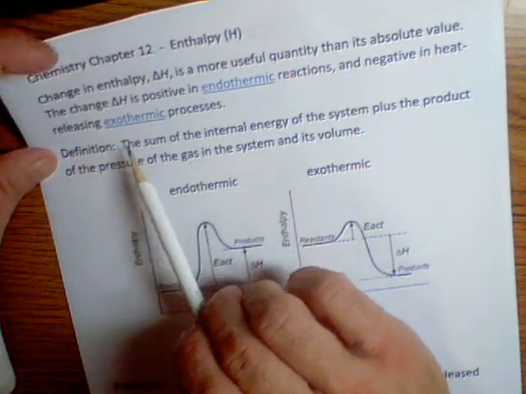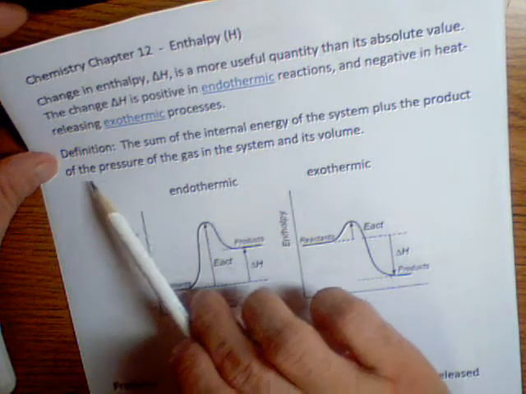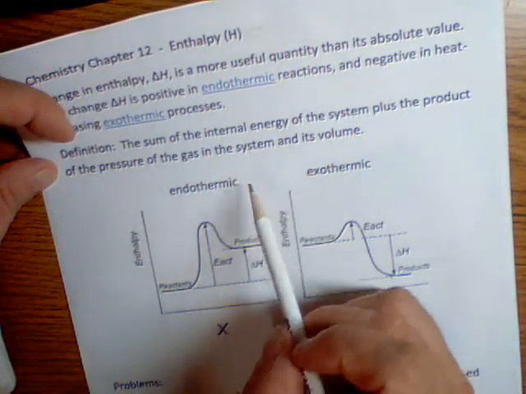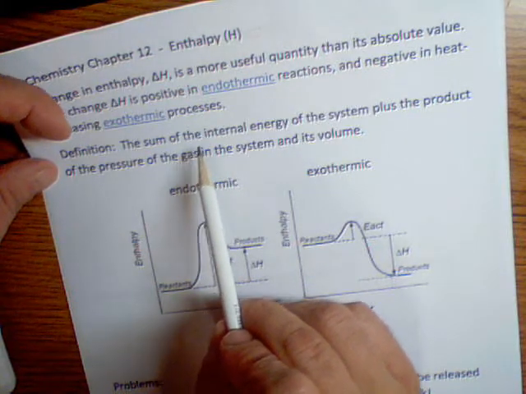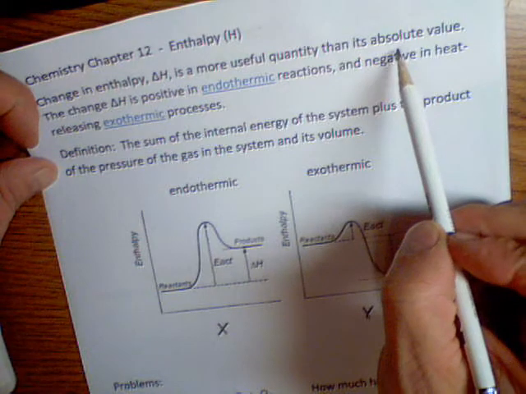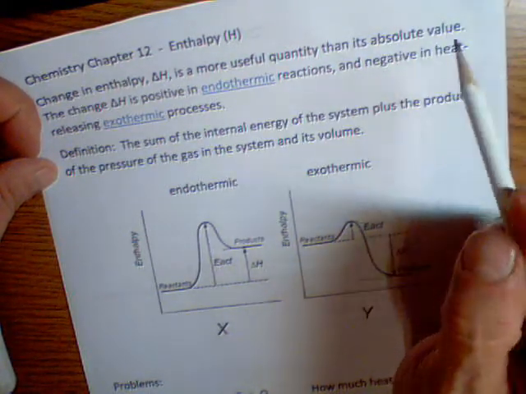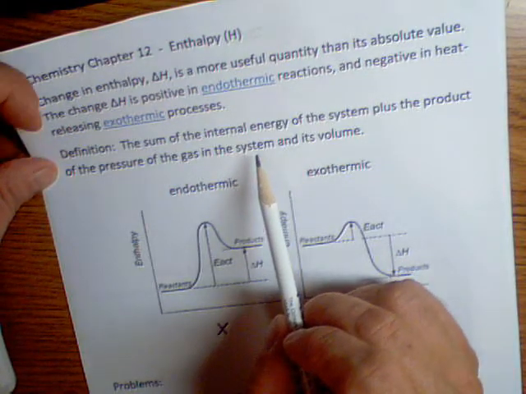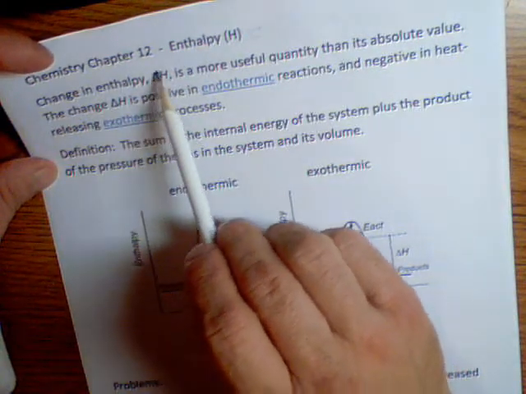The definition for enthalpy is the sum of the internal energy of a system plus the product of the pressure of the gas in the system and its volume. You see, it's rather complicated to try to actually determine the absolute value of the energy for every reaction because there's so many variables that are involved. What we do focus on, however, is the change in energy.